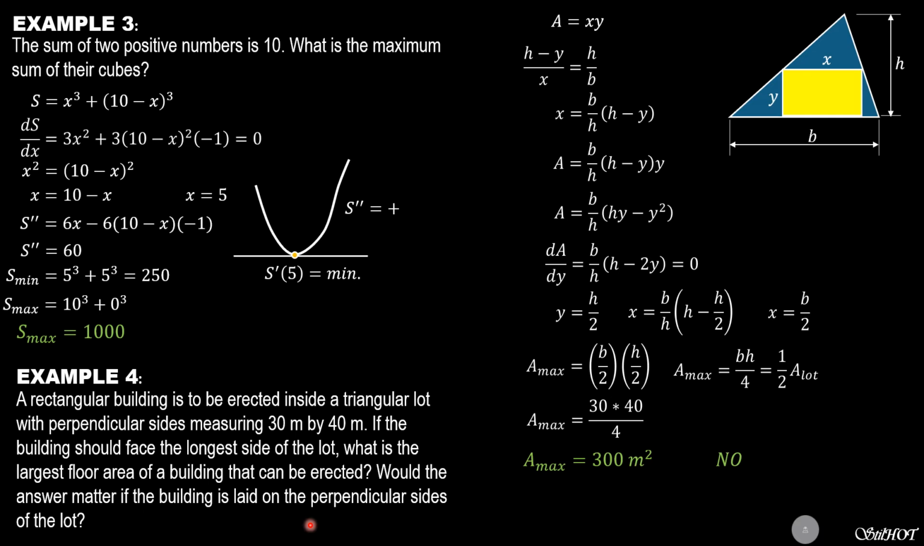Then would the answer matter if the building is laid on the perpendicular sides of the lot? The answer is no, because from the result here, the corresponding dimensions would be half of the corresponding parallel dimensions, or the floor area of the largest rectangular building is 1/2 of the area of the triangular lot.